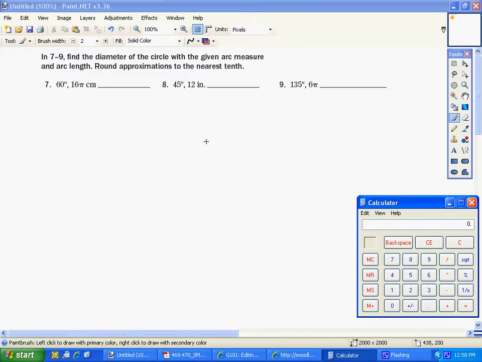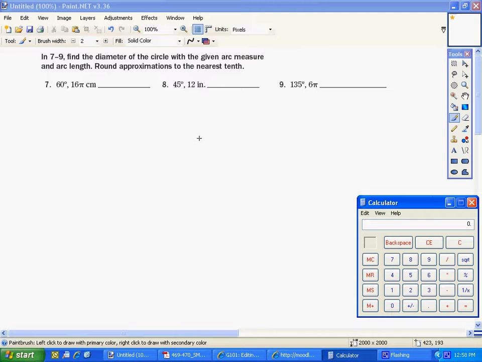Hi again. I just wanted to go over some questions from the Lesson Master 8.8b that you were working on before we went to vacation. And I want to go over the directions with you and read the words and figure out what the question wants and how we can use geometry and algebra to solve for this.